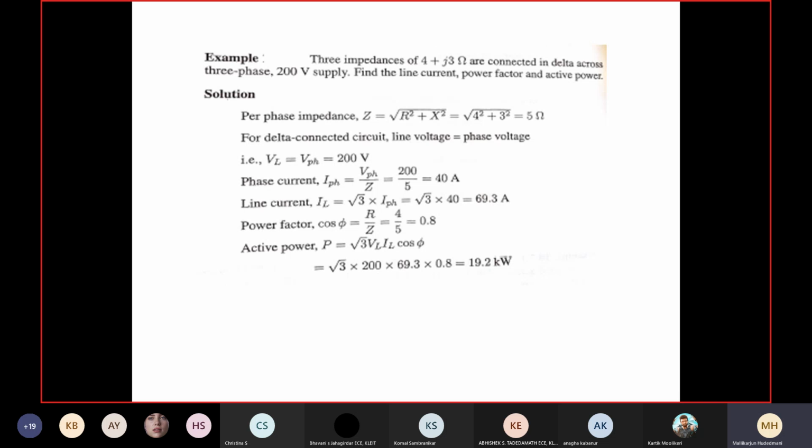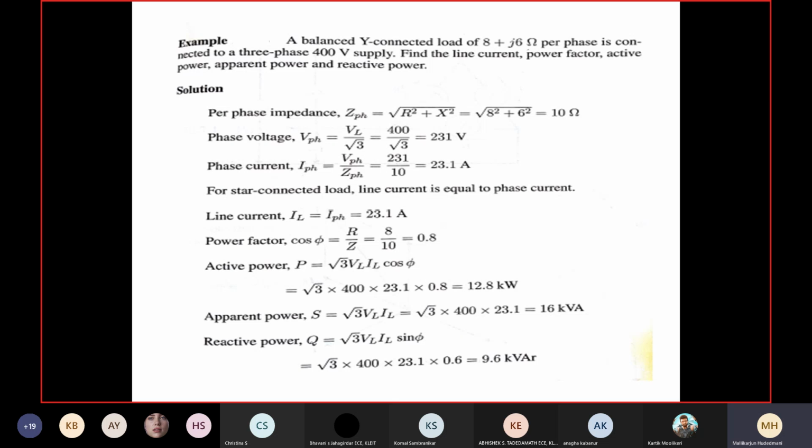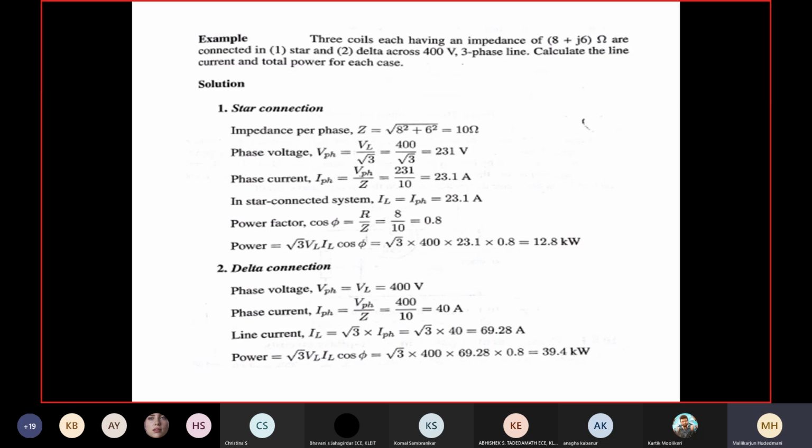Here what did you learn? You learned application of delta relationships. In this problem, you learned application of star relationships. Likewise, I have a few more problems. We can see this problem. Three coils having an impedance of 8 plus J6 ohm connected first in star and then in delta across a 400 volt 3-phase line. Calculate line current and total power in each case. Is it not similar to the work we have done just now? Let us look into this.